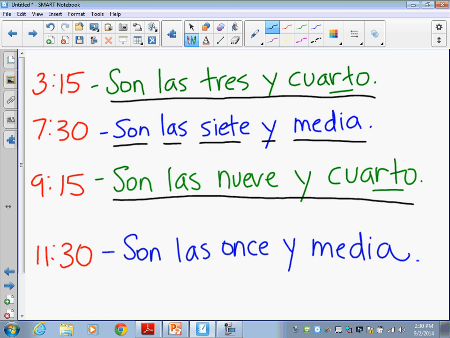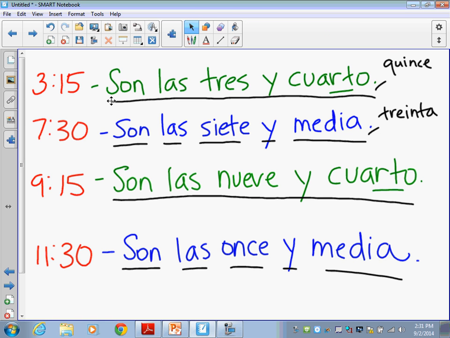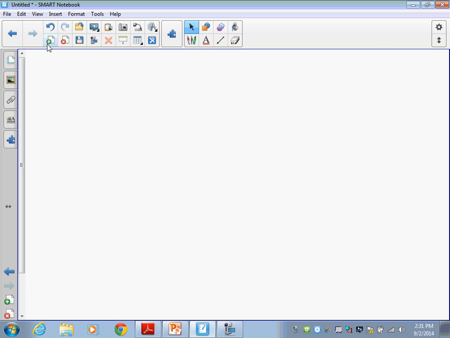¿Qué hora es? Son las 7:30. It is 7:30. ¿Qué hora es? Son las 9:15. It is 9:15 or a quarter after 9. ¿Qué hora es? Son las 11:30. Okay, it is 11:30. You could have written 15 here and 30 here, and everybody would have understood what you were communicating. Okay, son las 3:15. Son las 7:30 would also work in this situation.